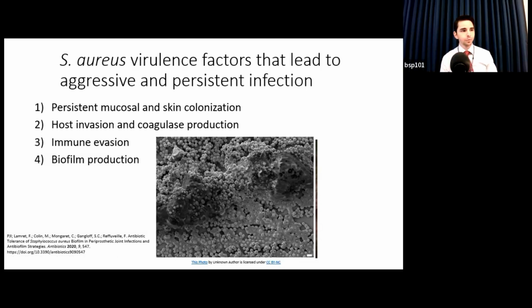And in that biofilm, Staph aureus can resist antibiotics. It becomes metabolically inactive, and that makes it less detectable by the immune system. And it can sit there for a very long time and evade detection by the immune system and by the physician.